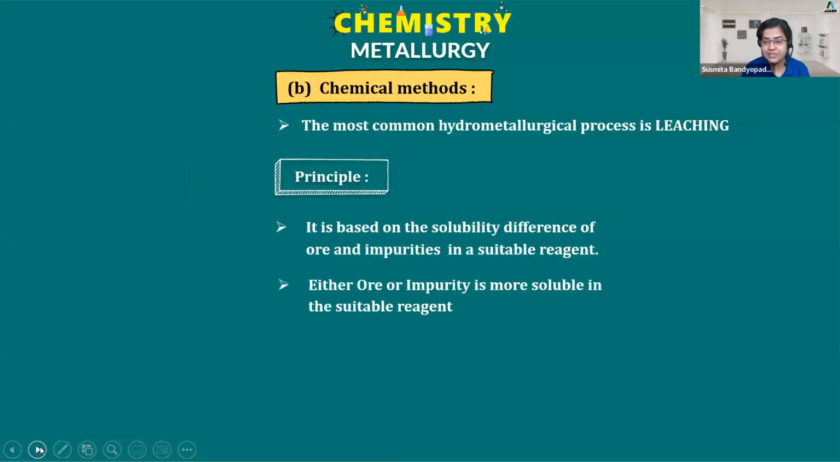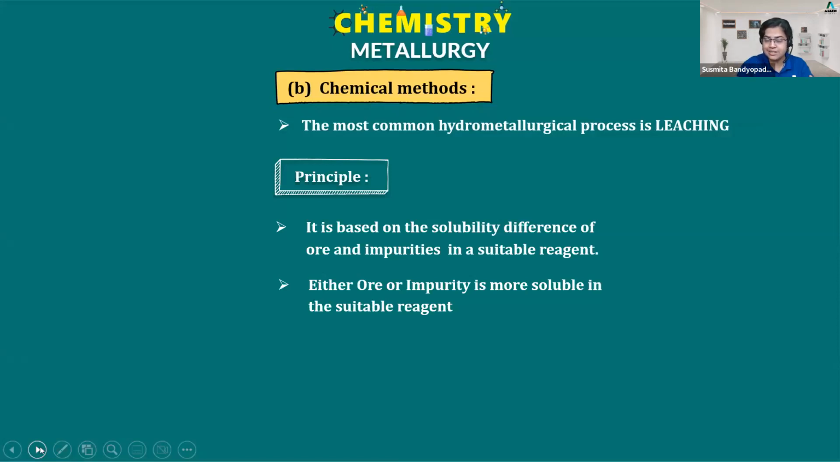Leaching. So these were physical methods: gravity separation, magnetic separation and froth flotation. Now leaching. Take bauxite ore and add NaOH. Aluminium is an amphoteric metal, and its oxide is also amphoteric. It will react with NaOH, while the impurities will be left behind.